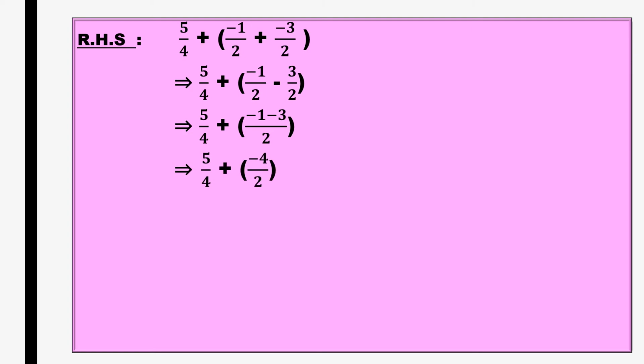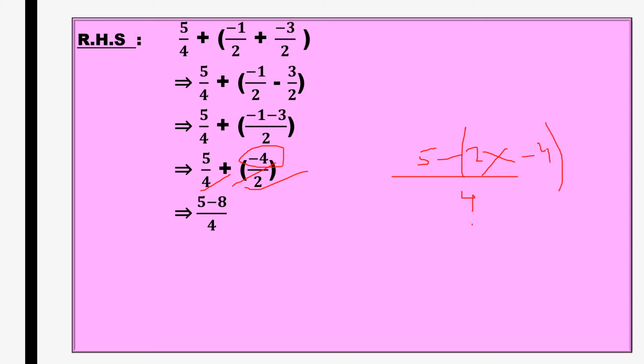Now I will remove this bracket. For removing, I will multiply these two, plus into minus, minus, and I will do the LCM. 4 to LCM is 4 only. So 4 divides 1 time. So 1 into 5 is 5. Plus into minus is minus. Here 2 is there. 2 will go 2 times in 4. So 2 into your numerator is minus 4. So 5 minus 8. 5 minus 8 by 4. It is minus 3 by 4.